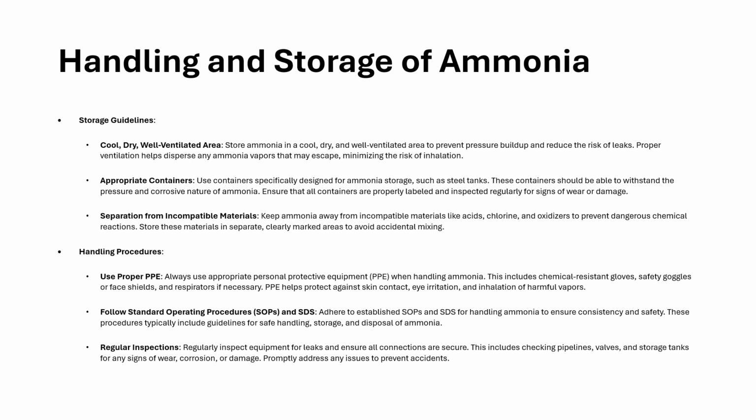Follow standard operating procedures and SDS. Adhere to established SOPs and SDS for handling ammonia to ensure consistency and safety. These procedures typically include guidelines for safe handling, storage, and disposal of ammonia. Regular inspections. Regularly inspect equipment for leaks and ensure all connections are secure. This includes checking pipelines, valves, and storage tanks for any signs of wear, corrosion, or damage. Promptly address any issues to prevent accidents.